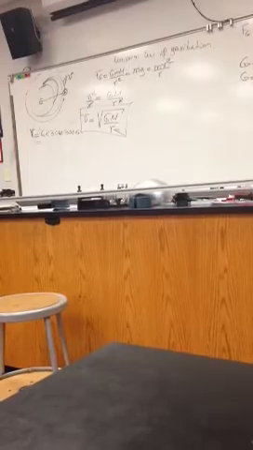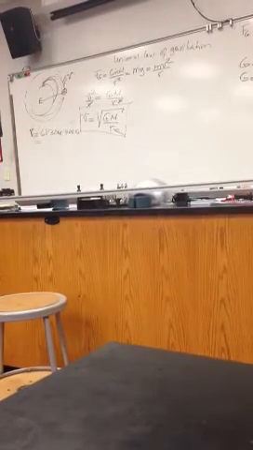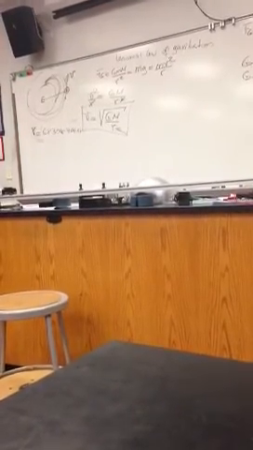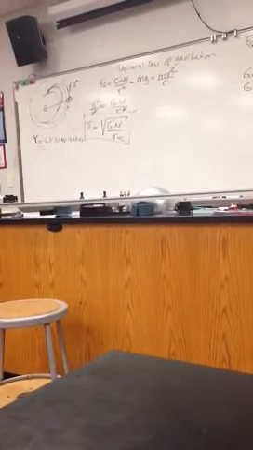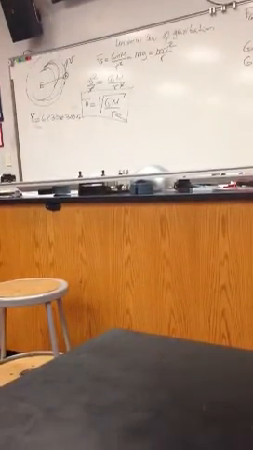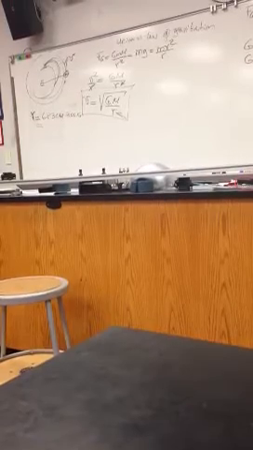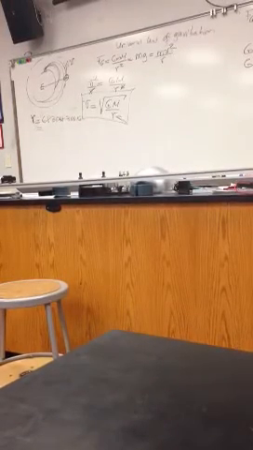Any questions on how to get the orbital velocity? Very simple. You pair GM over r squared with mv squared over r. The mass cancels out, and you get v. This is how to get v at a specific location.